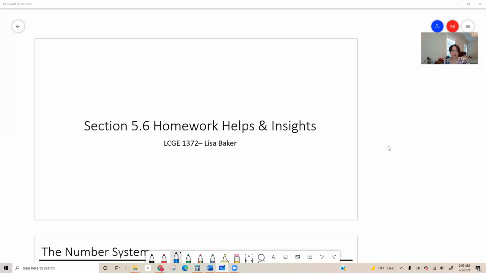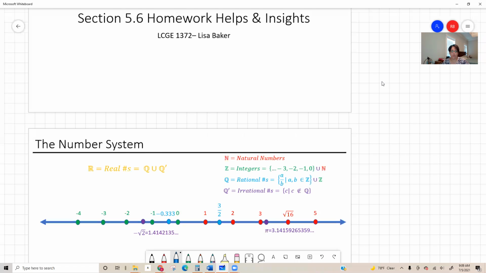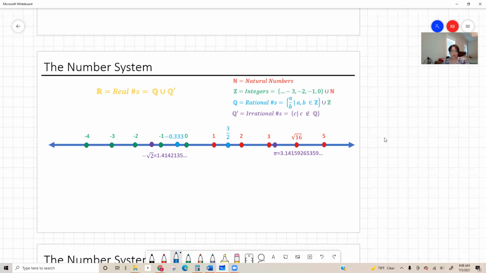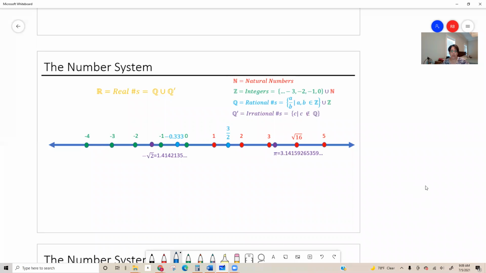Okay, we're going to look at section 5.6 and some of the problems that you're going to see in this week's homework and see if I can't help you out. The first thing is that you're going to look at the number system again and all of the different types of numbers. So I kind of gave you a number line here, and on this number line, you will see all of the different types of numbers.